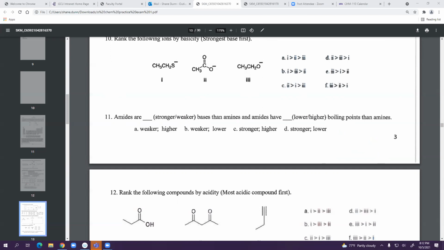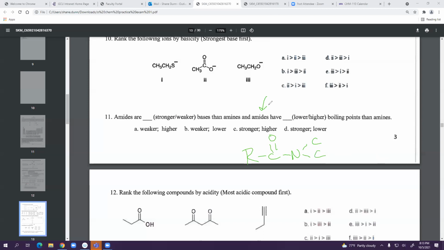Wait, so amines or amides are bigger? Amides are bigger because an amide is an R group, a carbon with a double bond to oxygen, right? Next to a nitrogen, which could be X, which could be an H or a carbon, right? Let's assume it is a carbon. Which can be more carbon R groups, which could be more chains, right? So it could be a really big molecule.